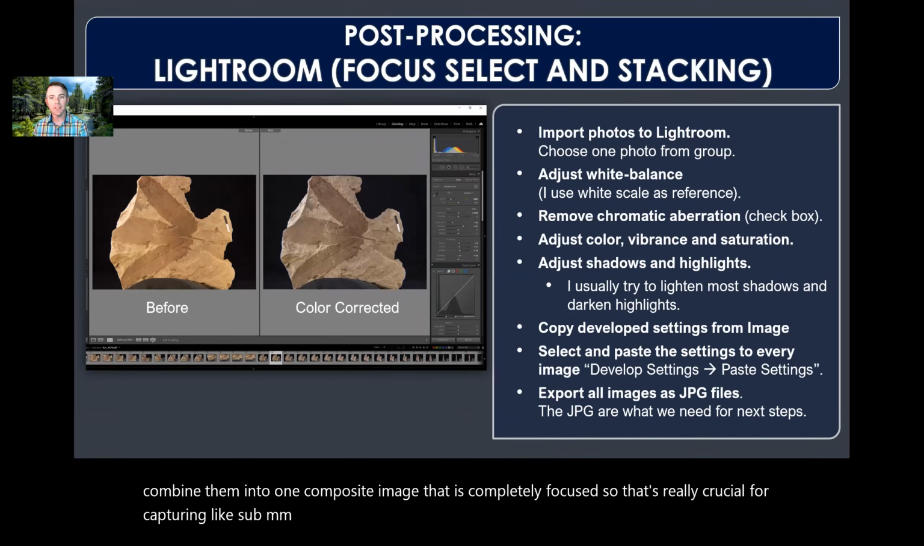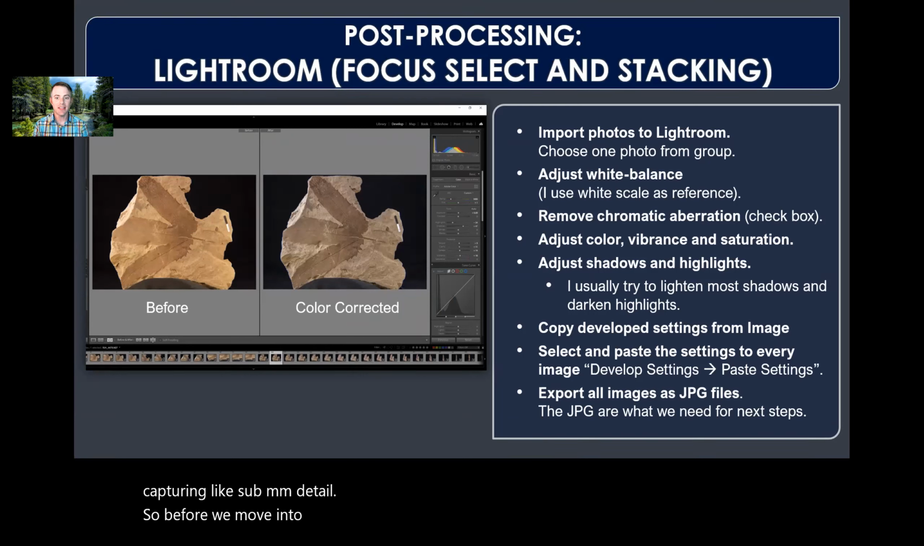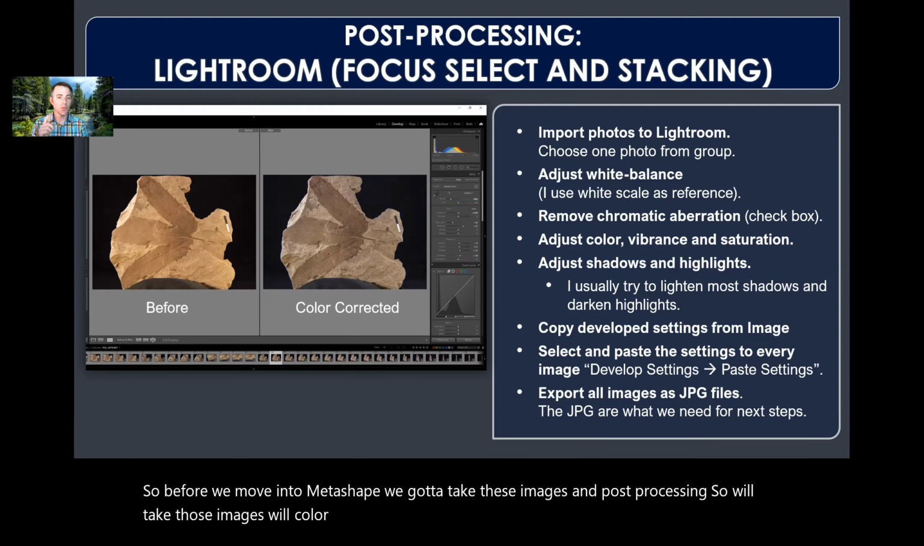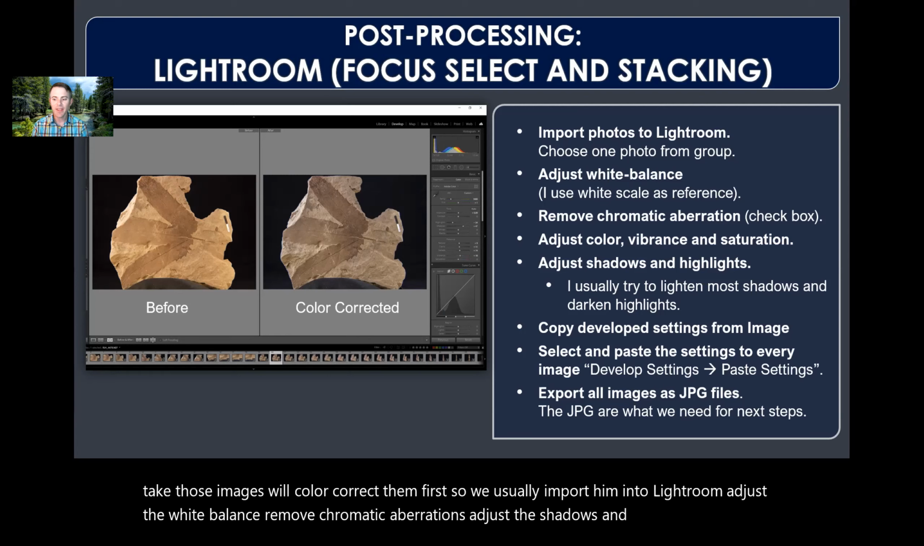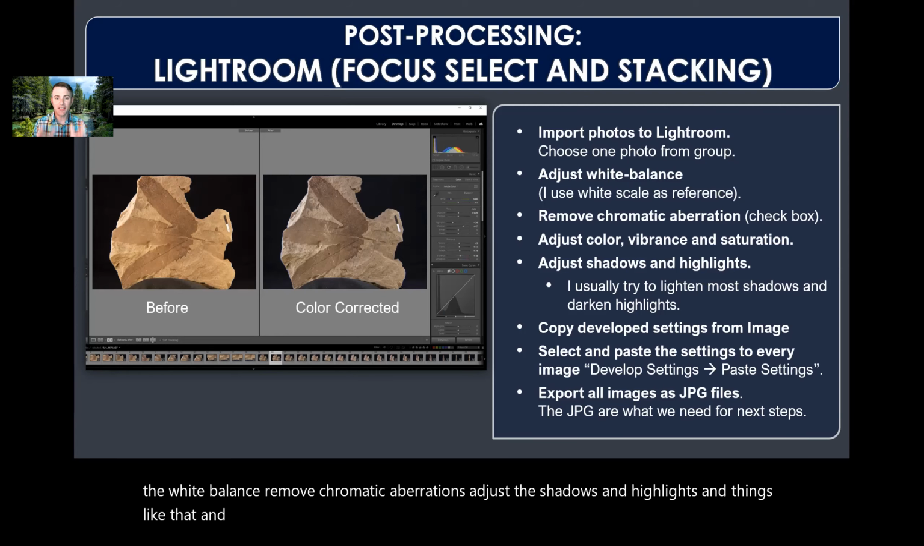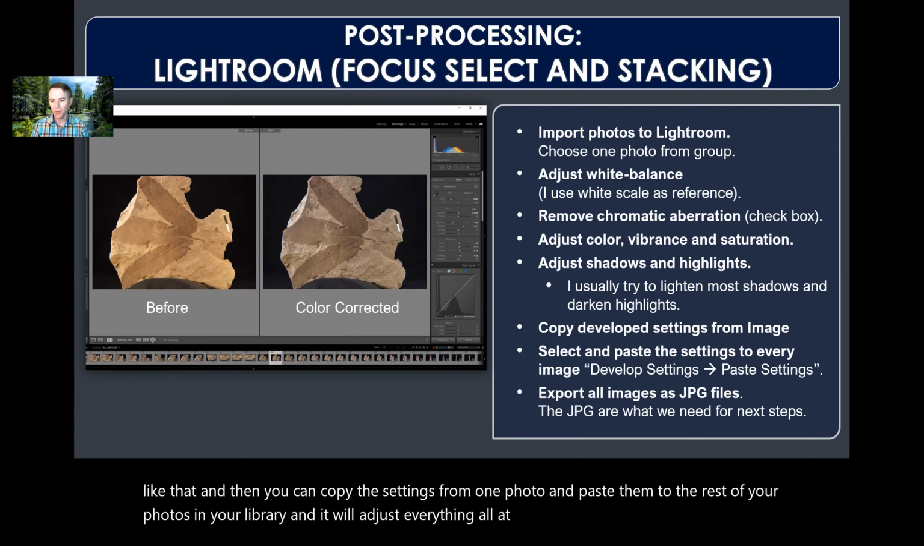So before we move into Metashape, we've got to take these images and post-process them. We'll take those images and color correct them first. So we usually import them into Lightroom, adjust the white balance, remove chromatic aberrations, adjust the shadows and highlights and things like that. And then you can copy the settings from one photo and paste them to the rest of your photos in your library, and it will adjust everything all at once, so you don't have to do it manually over and over and over again.